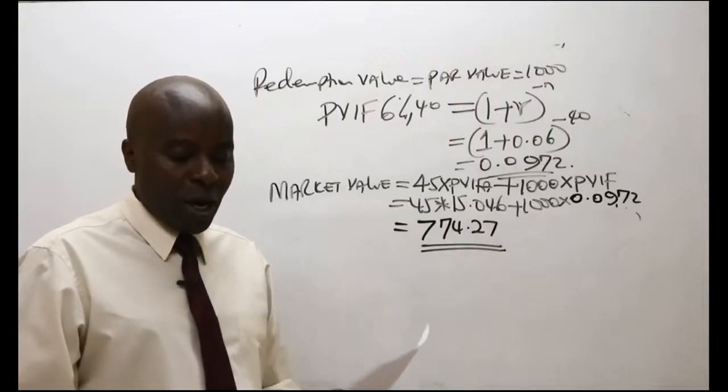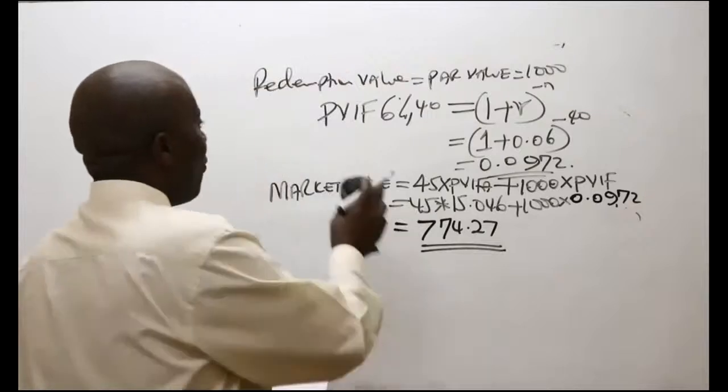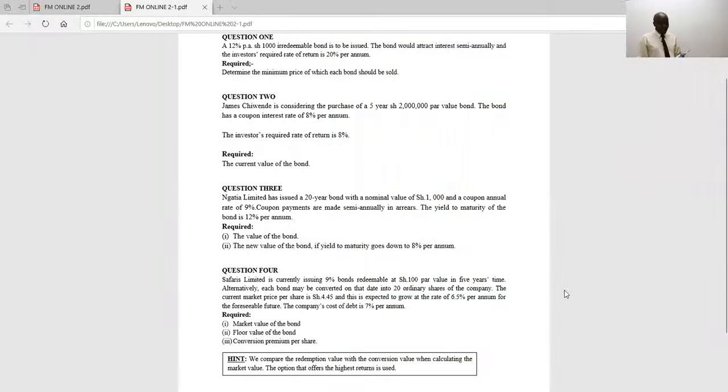Question number 4. You're told there, Safaris Limited is currently issuing 9% bonds at 100 par value, redeemable in 5 years' time. Alternatively, each bond may be converted on that date into 20 ordinary shares of the company. The current market price per share is 4.45, and this is expected to grow at the rate of 6.5% per annum for the foreseeable future. The company's cost of debt is 7%. They want us to give them the market value of the bond.